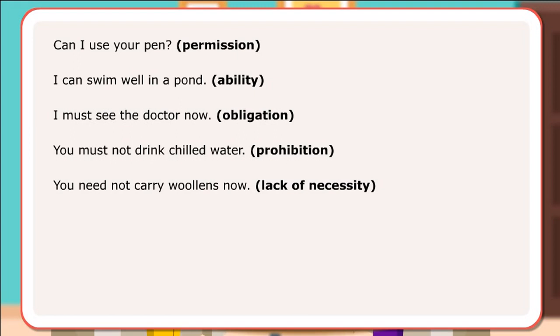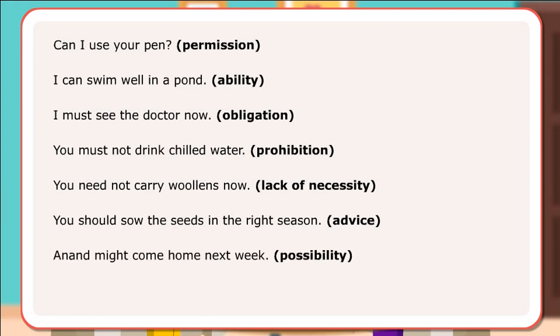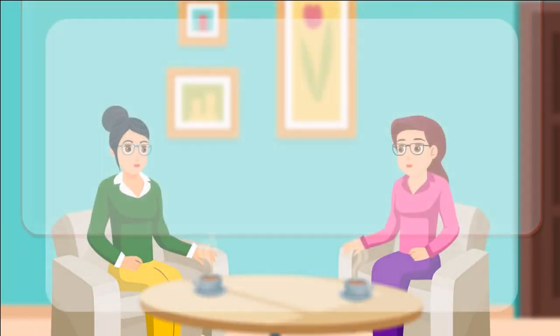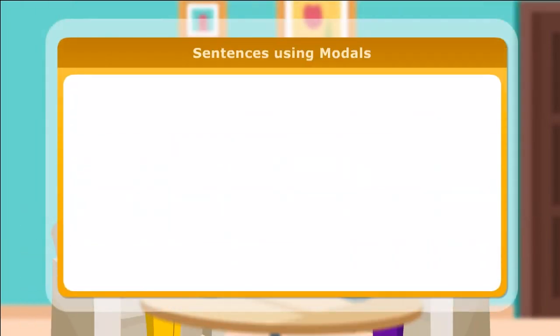You need not carry woolens now. Lack of necessity. You should sow the seeds in the right season. Advice. Anand might come home next week. Possibility. I may start wearing kimono in Japan. Probability. Here are few more sentences using modals.